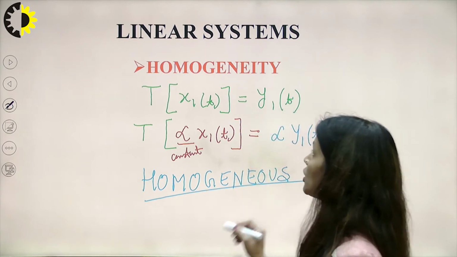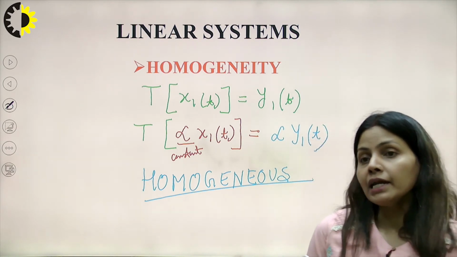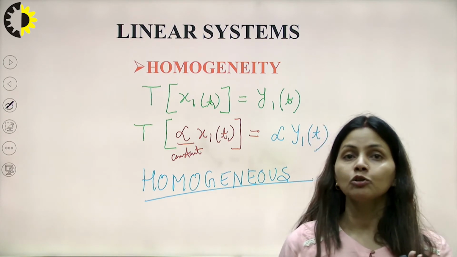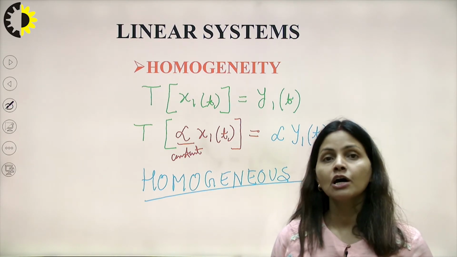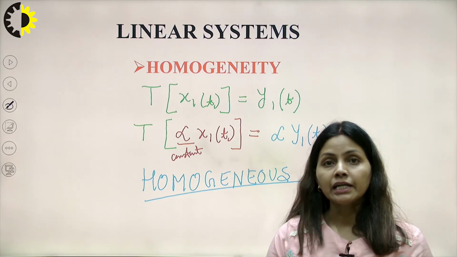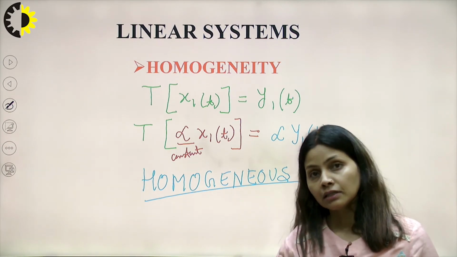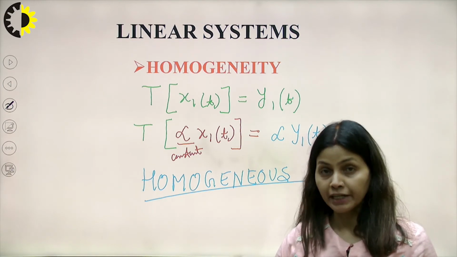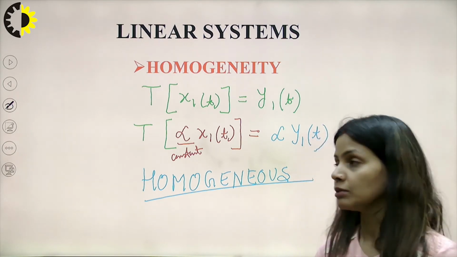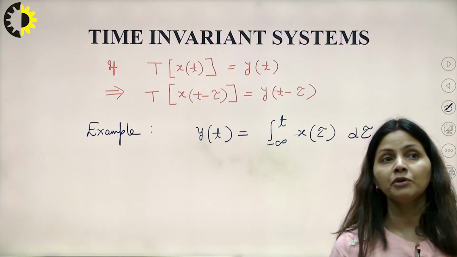So, this is the homogeneity property for any linear system, and if my system satisfies both the properties, then only it can be said to be a linear system, otherwise it is not. That means, again I am repeating, a linear system is equal to an additive system plus a homogeneous system. Now, coming to another property, that is time invariance.